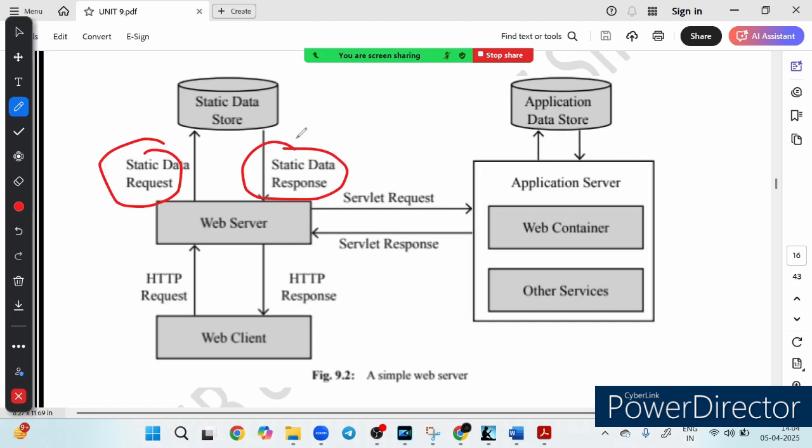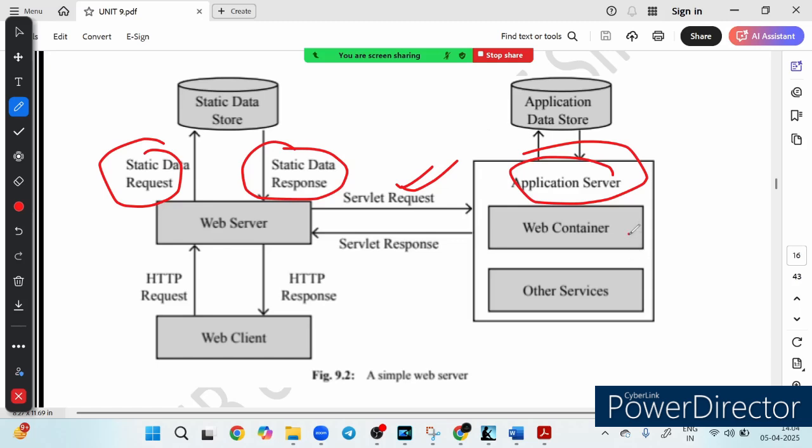But sometimes the request is more complex, like checking your balance, applying for a loan, or viewing your statement, which need processing, right? So what does the web server do? It forwards the request to the application server, through a process called a servlet request. And the application server is where the real magic happens.